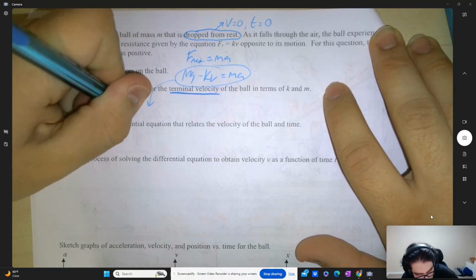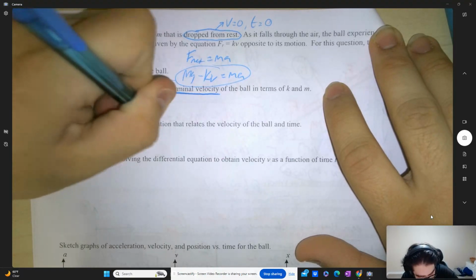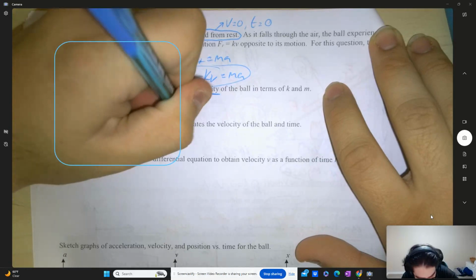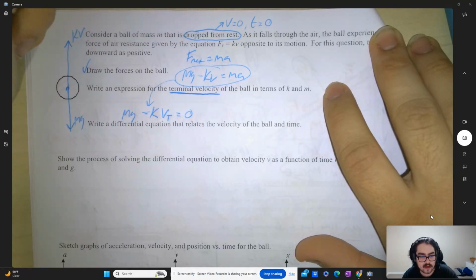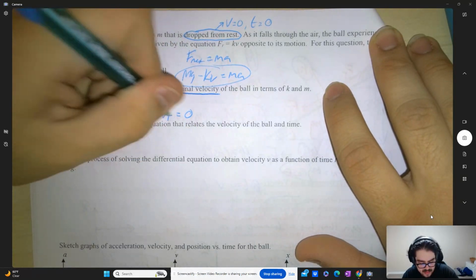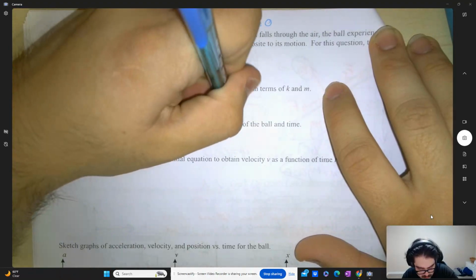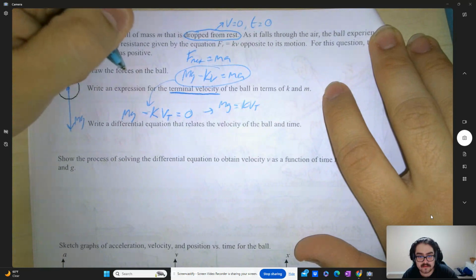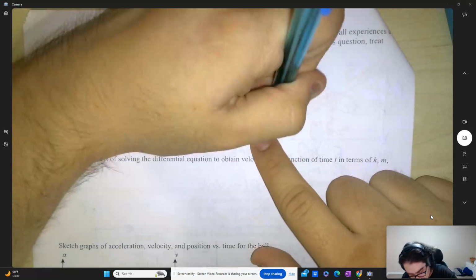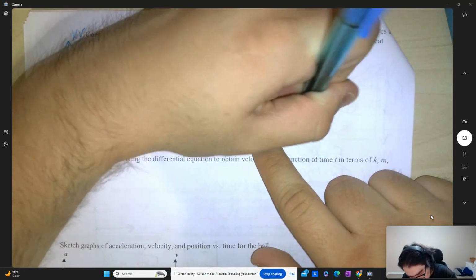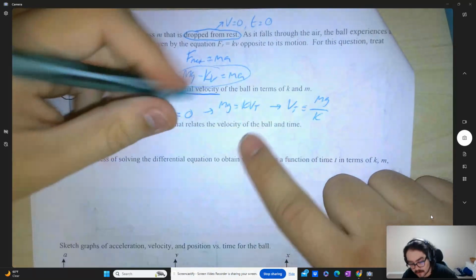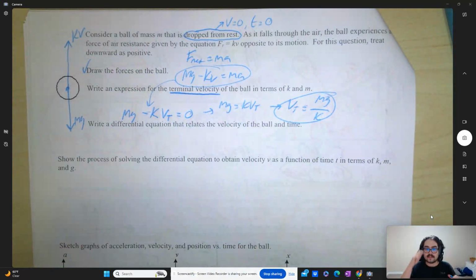So then you get mg minus kv_t, I'm going to write this as v_t for terminal velocity, equals 0. Let's add kv_t to both sides. You get mg equals kv_t, and then you get v_t by itself: v_t equals mg over k. All right, there you go. That's your expression for terminal velocity.